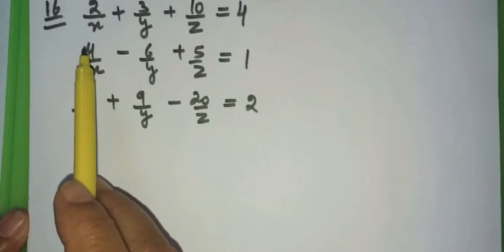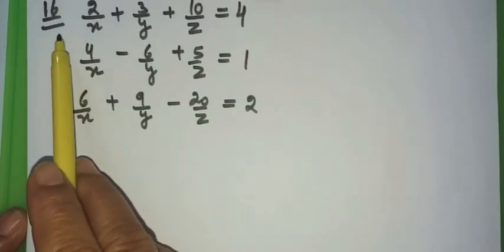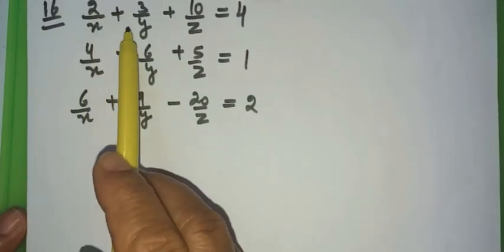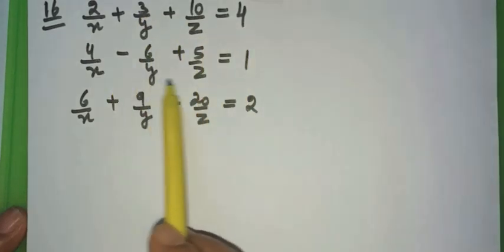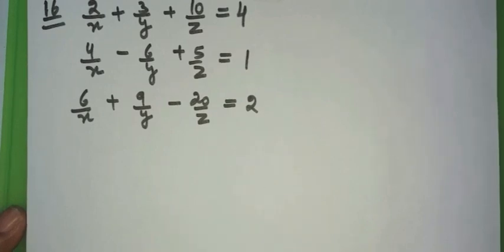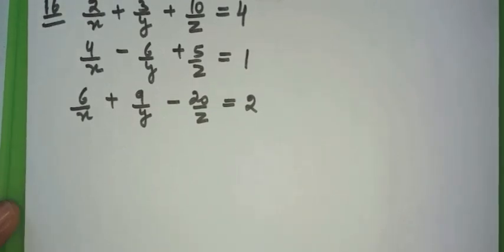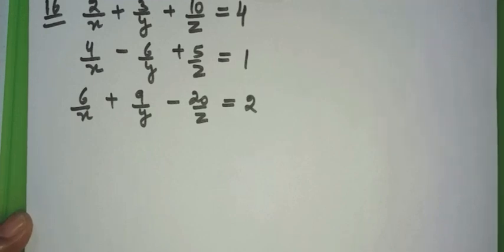Question 16 of miscellaneous exercise. 2 by x plus 3 by y plus 10 by z equal to 4, first equation. And then you can see these are three equations in three variables x, y and z. So you have to solve these equations using the matrix method.